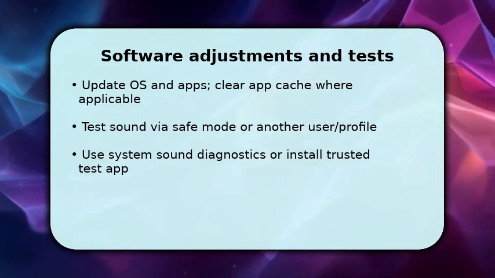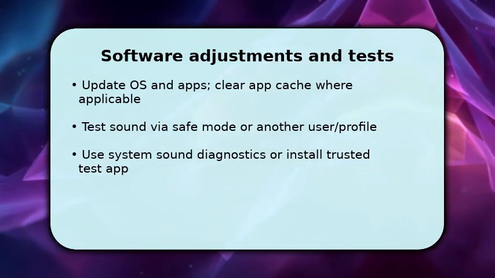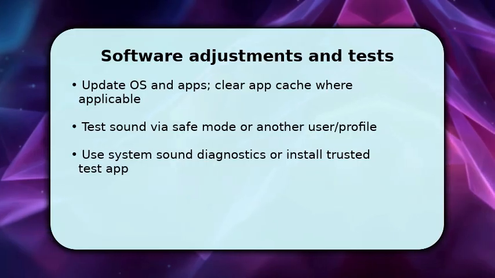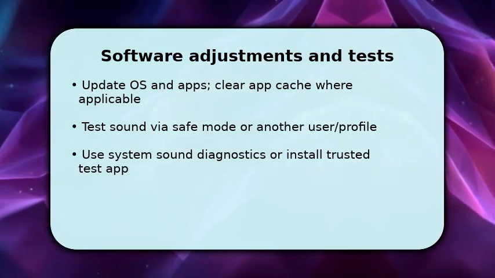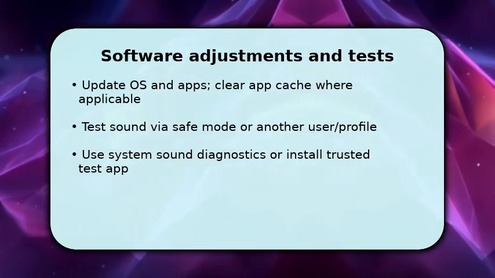Next, boot into safe mode or switch to a guest profile to see if third-party apps interfere. Use the phone's built-in sound test or a reputable audio test app to exercise speakers and microphones. This tells you whether it's hardware or software.